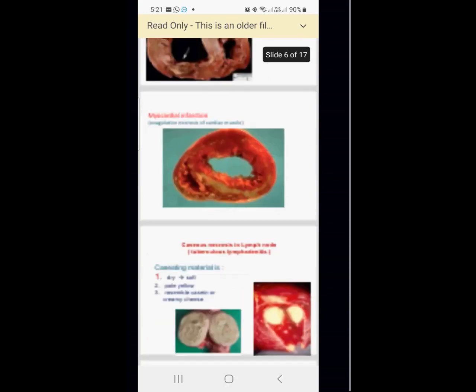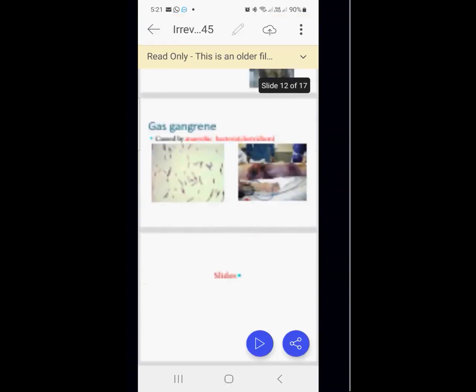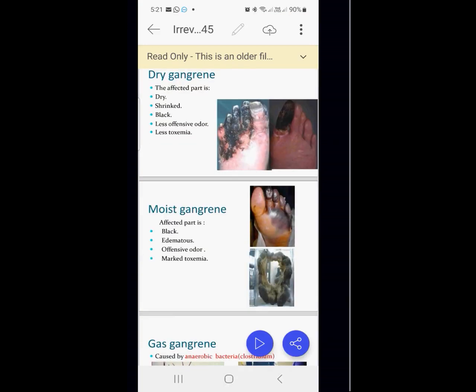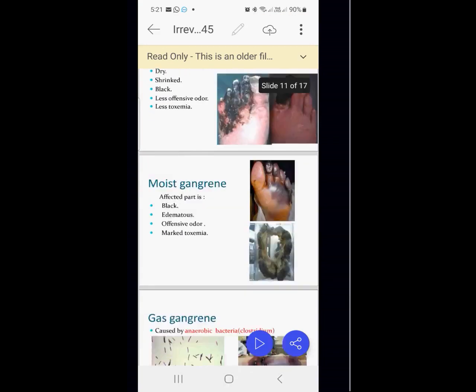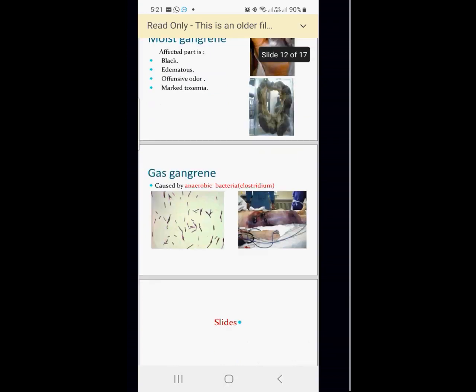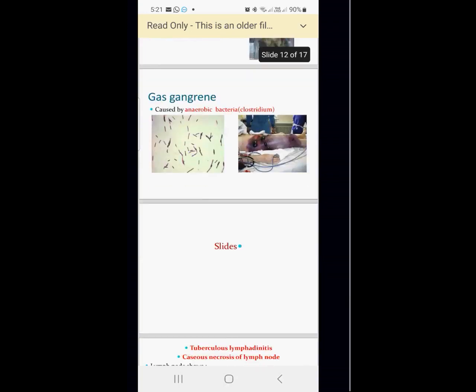While الجت commonest في الgut. This is the gut features. It's a moist gangrene. Large intestine. Commonest to occur in the large intestine. Gas gangrene, which is a production of gas and caused by anaerobic bacteria, اللي هي commonest to be Clostridium, common in diabetic septic foot.